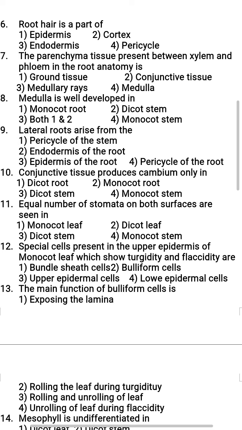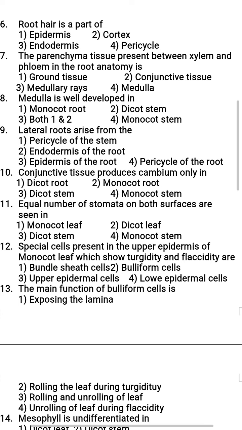Next question, ninth question. Lateral roots arise from the option 1 pericycle of the stem, option 2 endodermis of the root, option 3 epidermis of the root, option 4 pericycle of the root. Now the correct answer for this question is option 4, pericycle of the root. So here students, lateral roots arise generally from the pericycle of the root only.